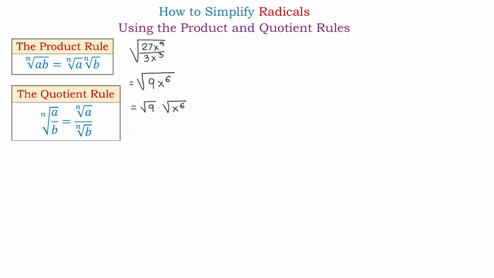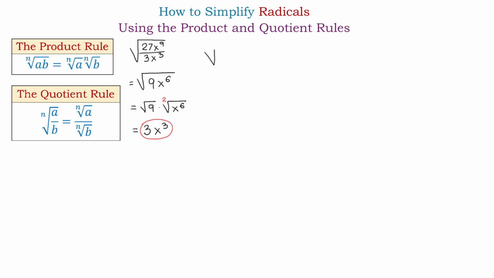Then the square root of 9 is 3, and the square root of x to the 6th power is x cubed. And we got x cubed because if we square x cubed, we will get x to the 6th power. And an easy way to get this exponent is to divide the exponent 6 by the index 2. So keep in mind that in a square root, the index is 2.